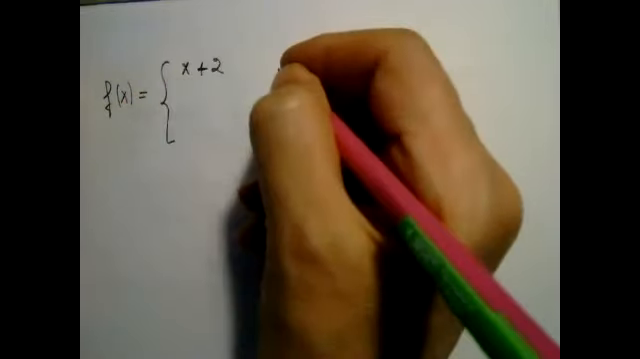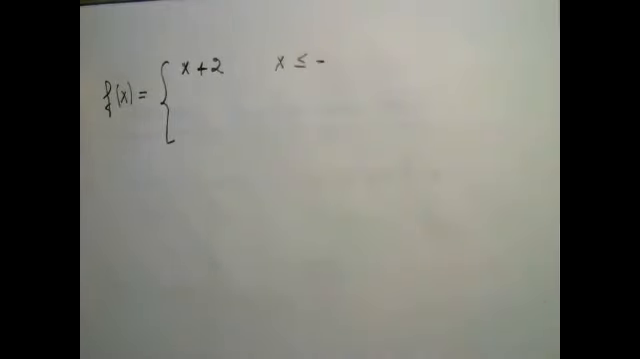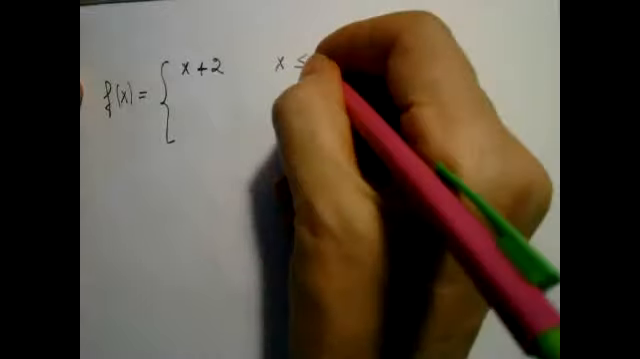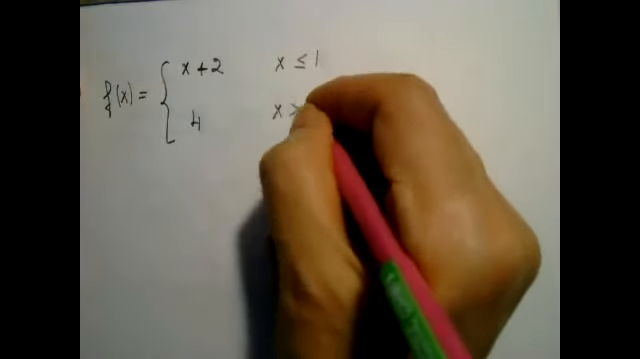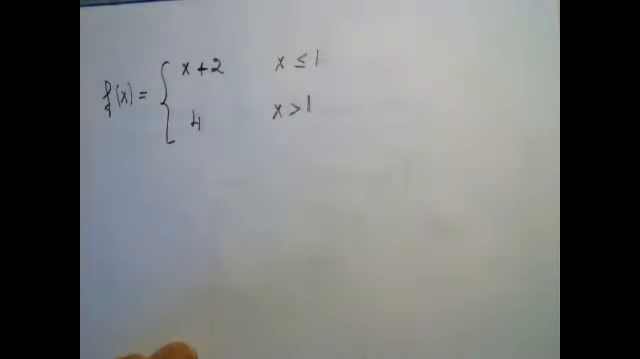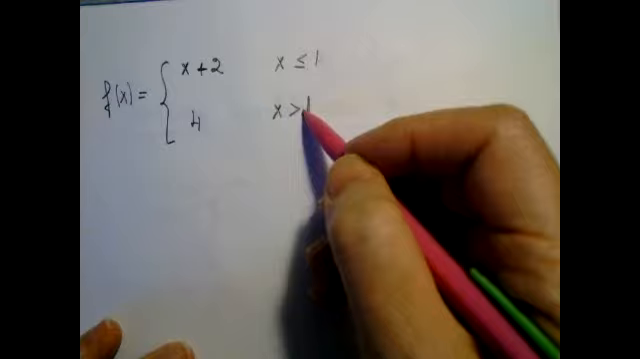All right, so example number 2 is the following. I'm going to take my function f of x to be equal to x plus 2. So I changed a tiny bit, for x less than or equal to 1. So I'm going to put 1 in here. And 4 when x is strictly bigger than 4. Okay, that's my function. So as I said, different rule depending on the input.